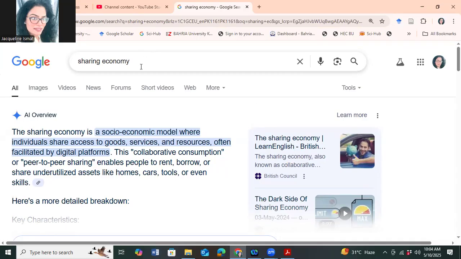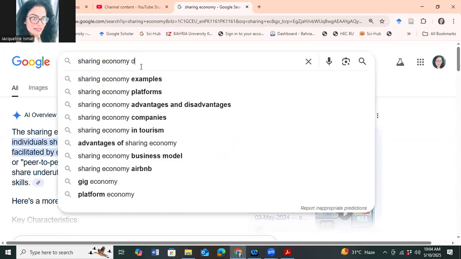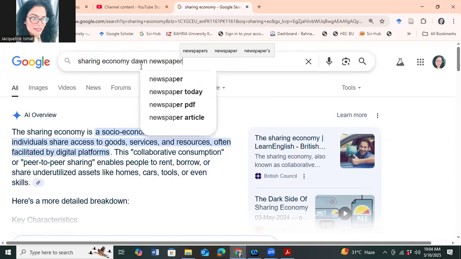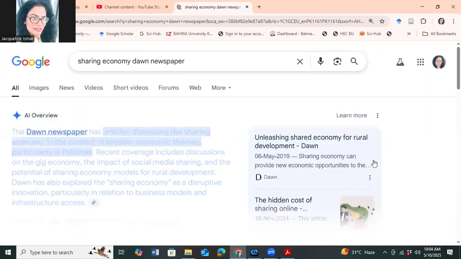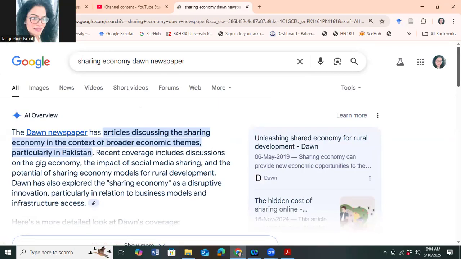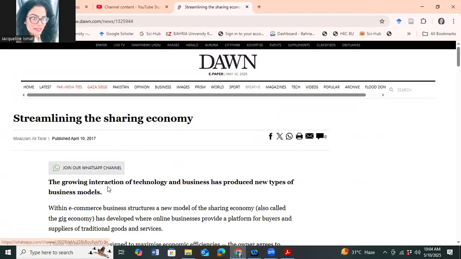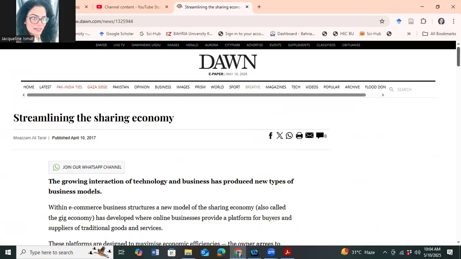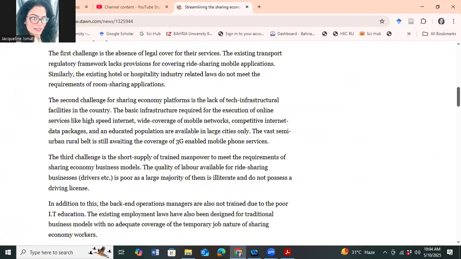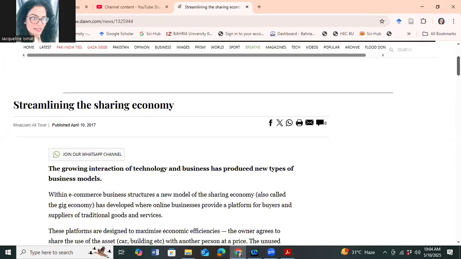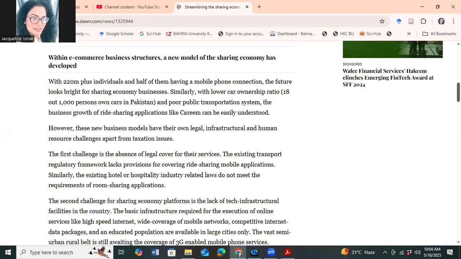Right, okay. So let's see some articles here on Dawn newspaper. Are they writing something? Are there any articles on the sharing economy? So there is an article here, "Streamlining the sharing economy." This is a 2017 article. Does it make a difference? This is all qualitative information. The numbers display such articles say it to them.